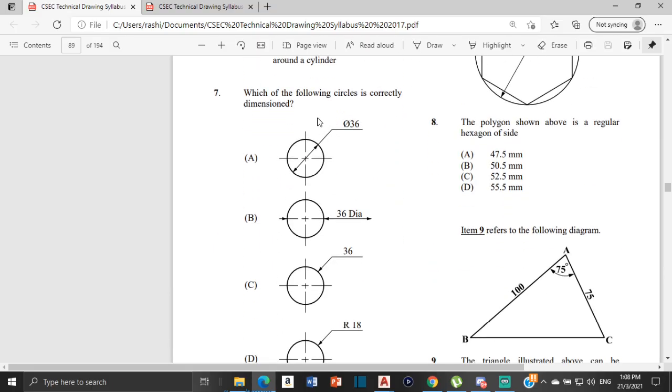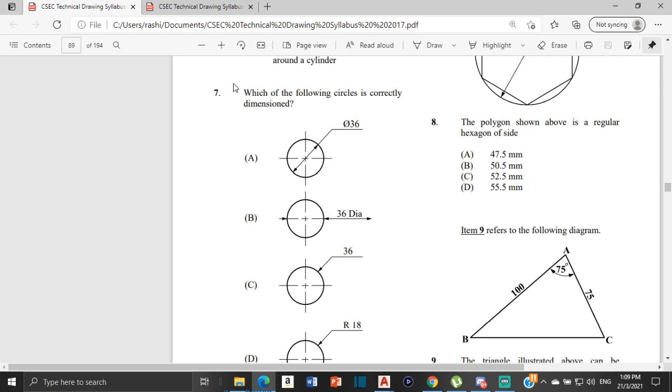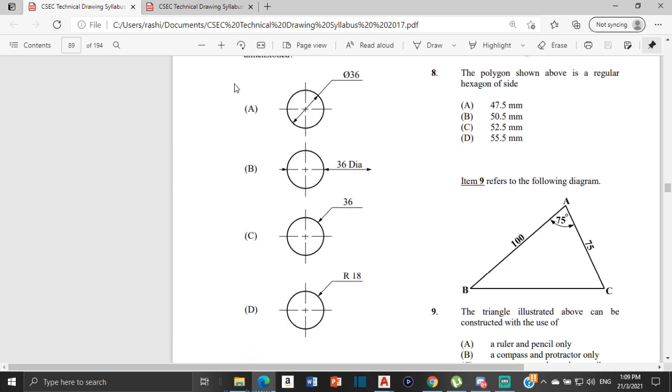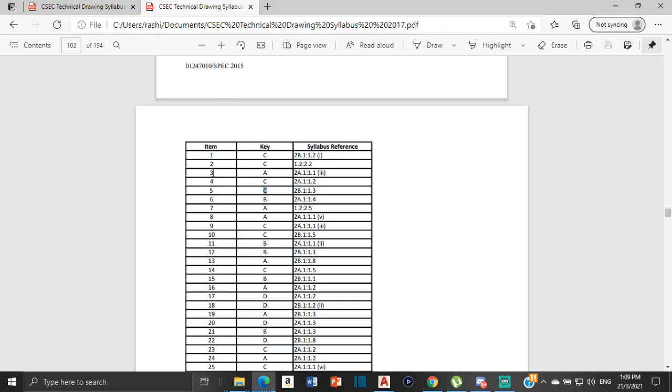Number 7, which of the following circles is correctly dimensioned? All right, I want you to think about the answer before I show you what the answer actually is. Which one of these would you say is correctly dimensioned? So this is number 7, and according to the answer sheet, number 7 is A.